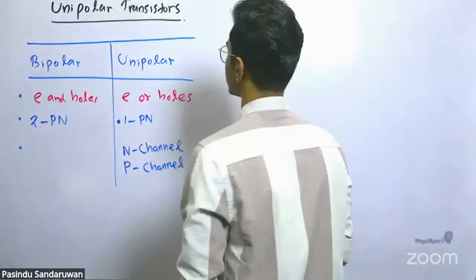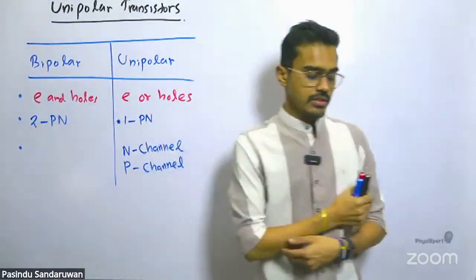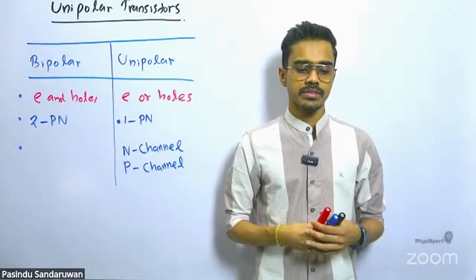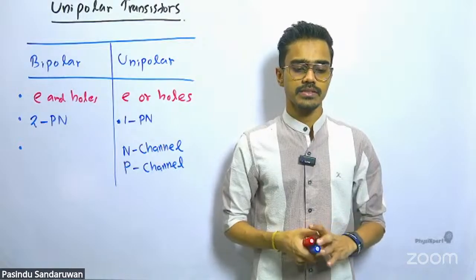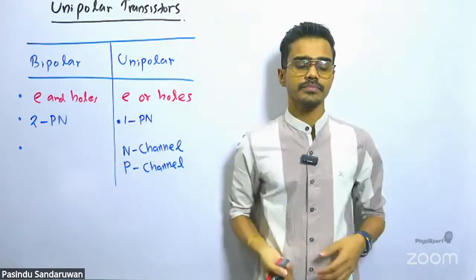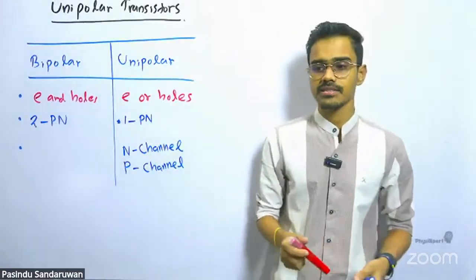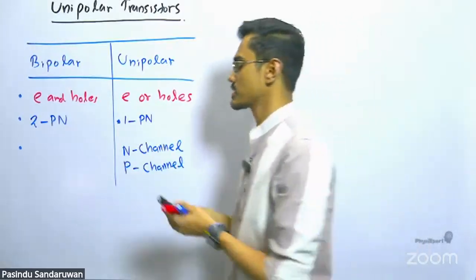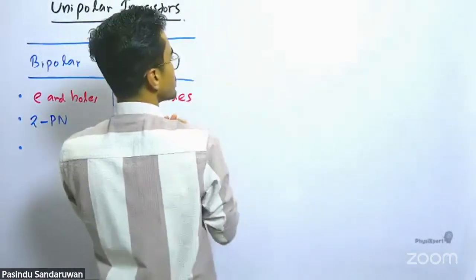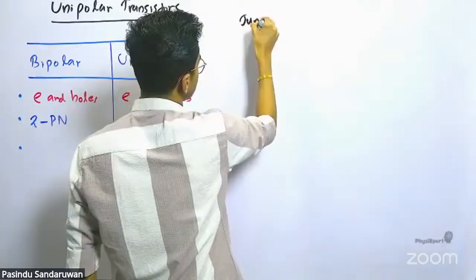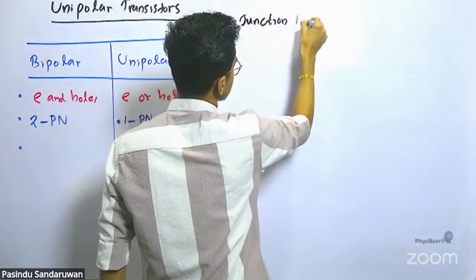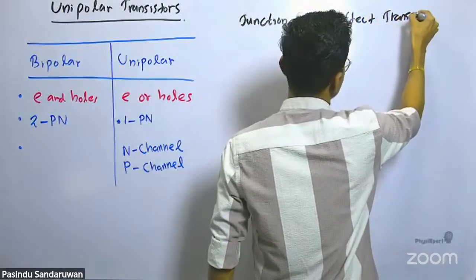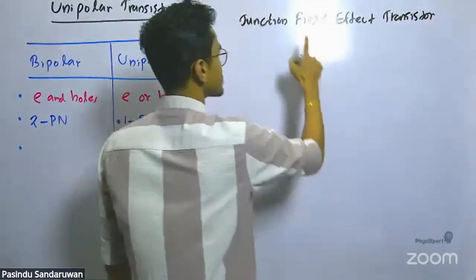As the next heading, write down: physical appearance of a junction field effect transistor.